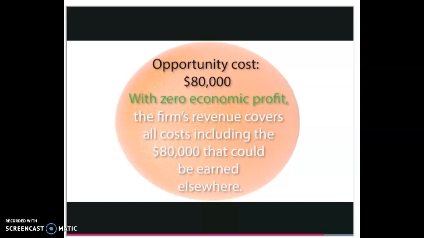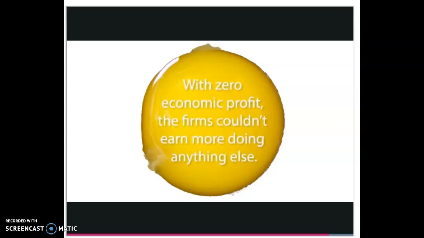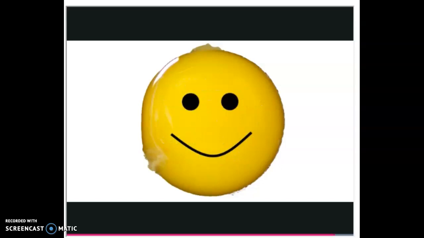That's not ideal for the owners. They'd prefer to earn more, but the sunny side of earning zero economic profit is that the firms couldn't earn more profit doing anything else. That's our review of perfect competition.